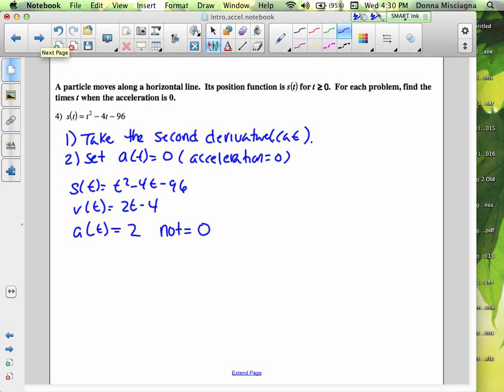Because our acceleration is 2. Right? So we have a constant rate of acceleration, a constant acceleration here. It's never 0. So the answer to this one, well, it's not equal to 0, so the answer is never.